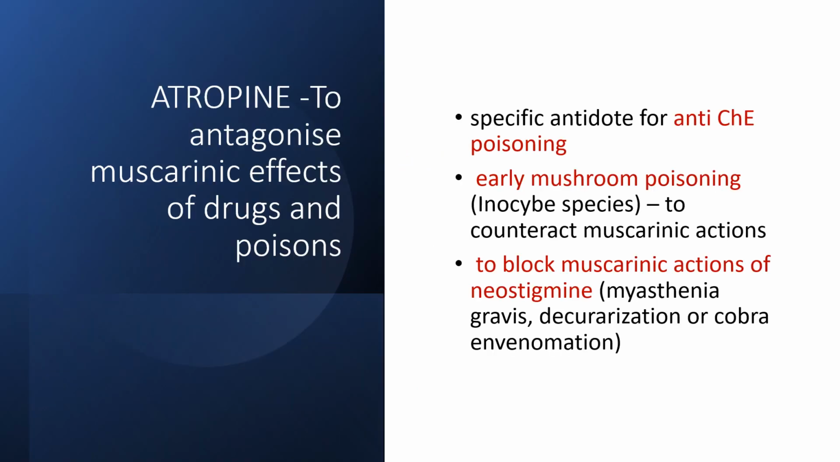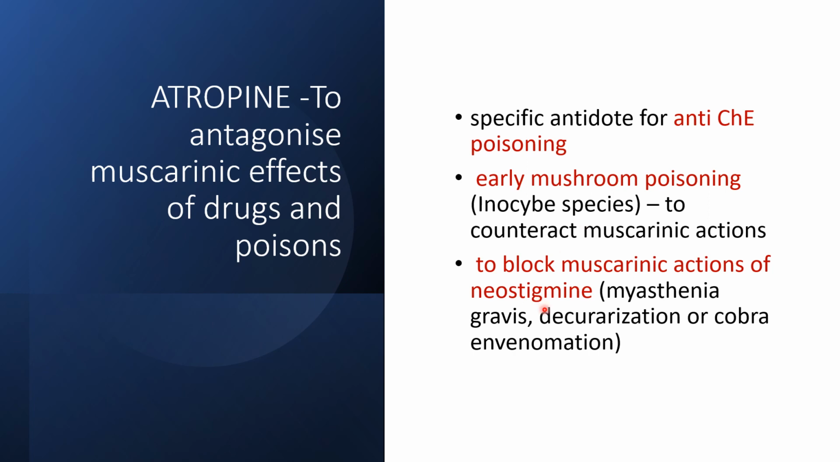Other uses of atropine are to antagonize the muscarinic effects of certain drugs and poisons. So atropine is the specific antidote for anticholinergics poisoning and organophosphorus poisoning. It is also used in the management of early mushroom poisoning, especially by Inocybe species, where it produces muscarinic symptoms.